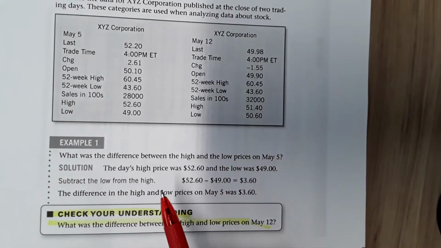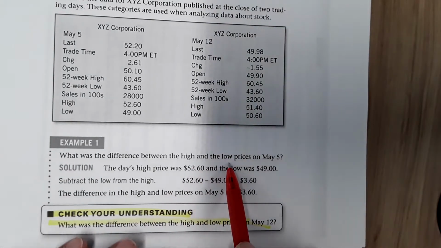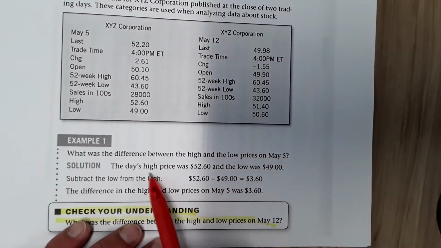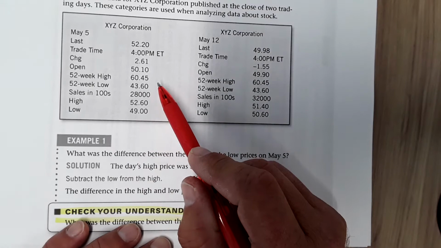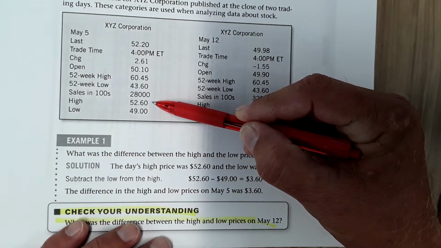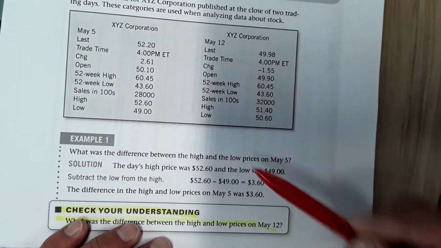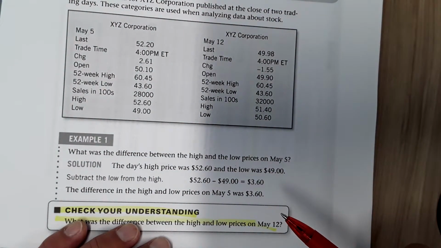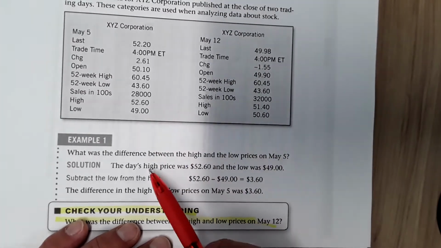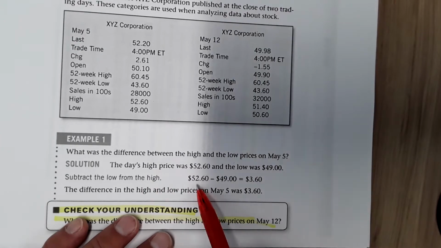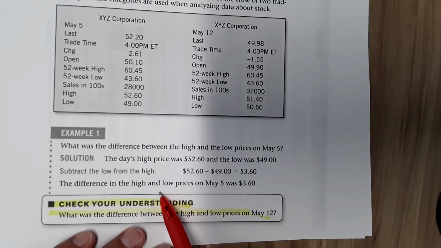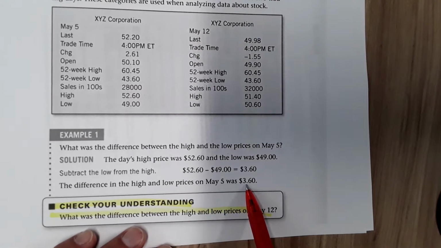And here's the first example. What was the difference between the high and low prices on May 5th? So we're going to be looking at this column here. The day's high price was $52.60. It tells you right there. The low price was $49. Okay. So we want to know the difference between the high and the low. You simply subtract them. Remember, difference means subtract. So $52.60 minus $49 is $3.60. So the difference between the high and low prices on May 5th was $3.60.